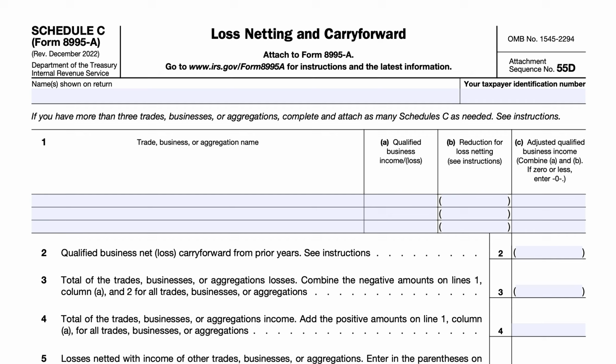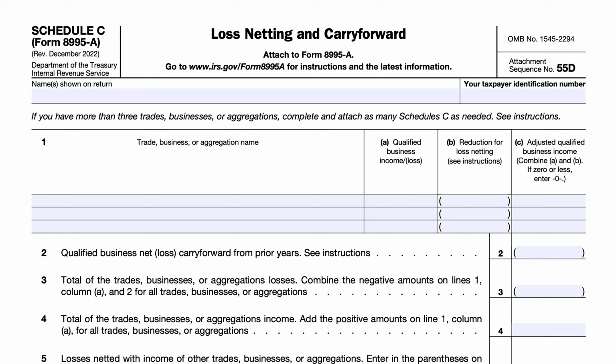We're going to go over Schedule C of IRS Form 8995A. So that's IRS Form 8995A, the qualified business income deduction calculation form. Schedule C pertains to any taxpayers who may be carrying forward business losses from prior years or any loss netting that's required. So we're going to go step by step in completing Schedule C.